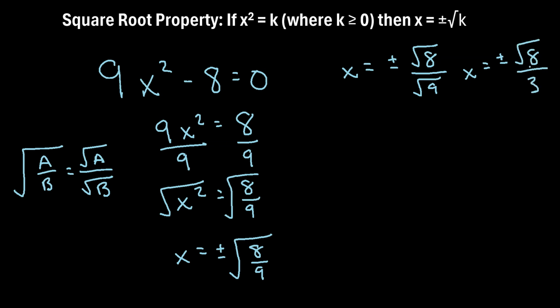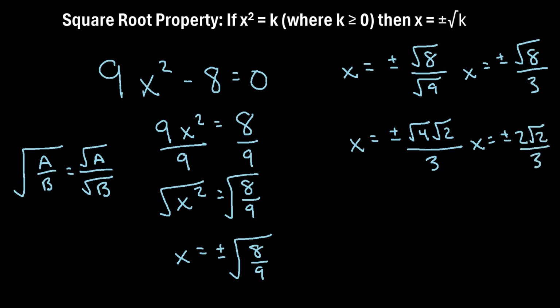Now we want to see if we can simplify the square root of 8 a little bit. So we could break down the square root of 8 into x is plus or minus the square root of 4 times the square root of 2, since 4 times 2 is 8, and that's all over 3. Now the square root of 4 is just 2. So really we get x is equal to plus or minus 2 times the square root of 2 over 3. So it's pretty ugly, but that is our solution.